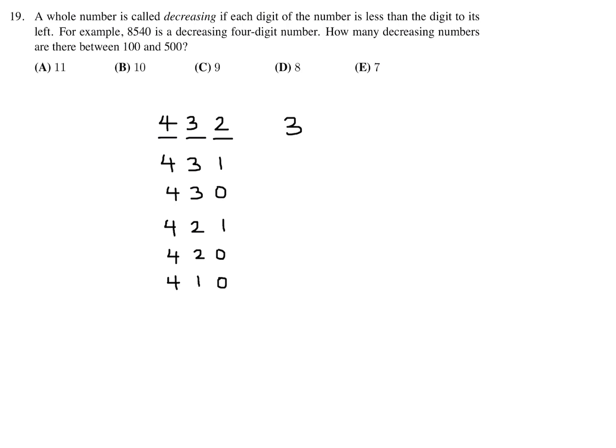Now let's get to the 300s. 321, 320, 310. Now let's get to the 200s. 210, and I believe that's it. And that's it, because if you get to hundreds, you say, well, what about 110? That's not decreasing, right? Because this one ties this one. It's not less than it. So that's no good. So this is it. And this is how many? 10. So number 19, the answer is B.